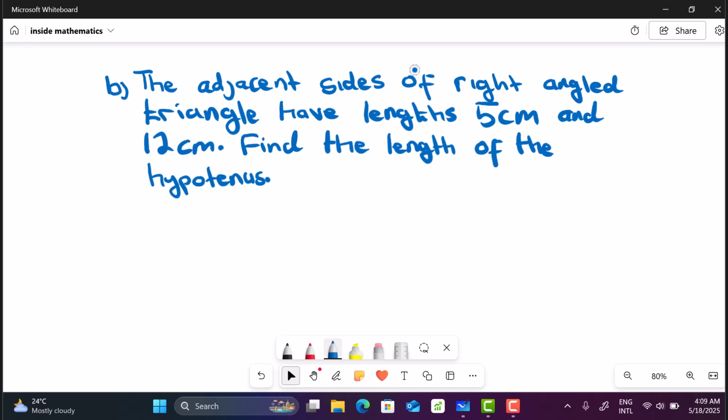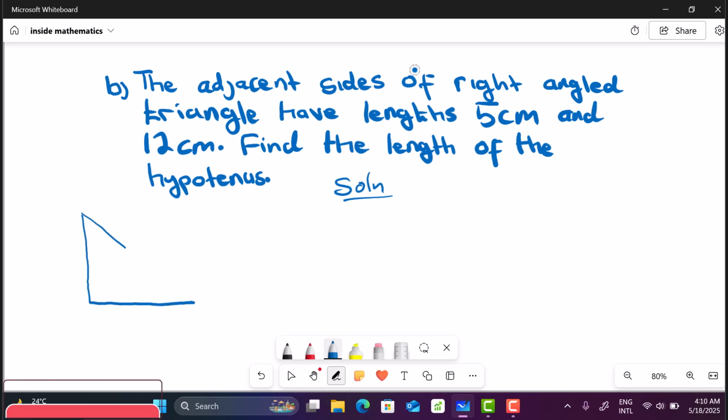The adjacent sides of a right-angled triangle have lengths 5 centimeters and 12 centimeters. Find the length of the hypotenuse. This is one of the simplest questions. As long as we are looking for the hypotenuse, there is no way we are going to fight over which side is the adjacent.